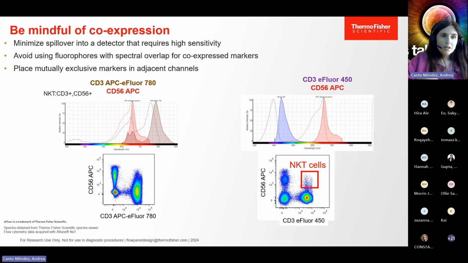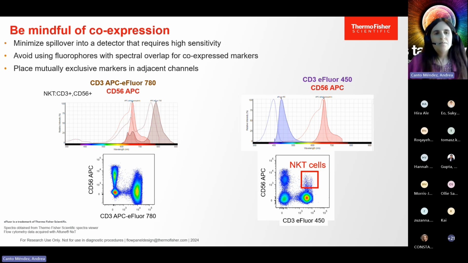Also, we need to avoid using fluorophores with high spectral overlap for markers that are expressed together in the same cell type. And as best practice, place the mutually exclusive markers that are never expressed together in fluorophores with spectral overlap and channels that are together.